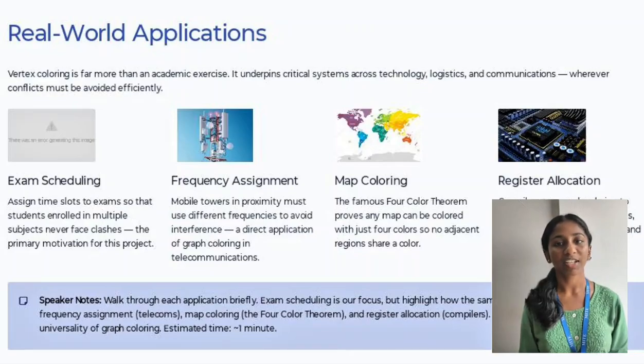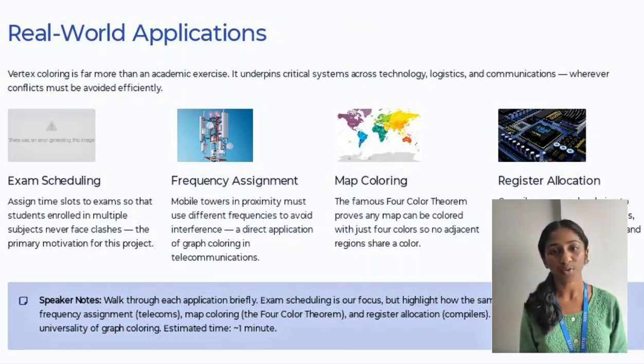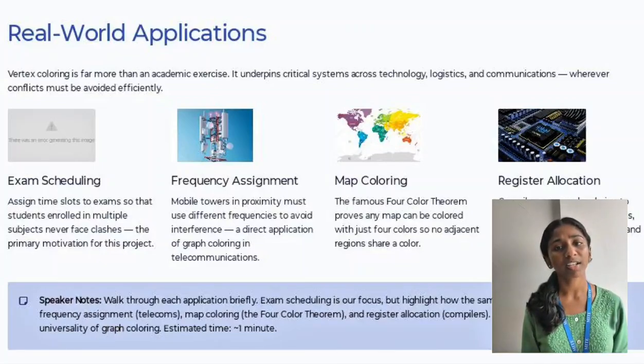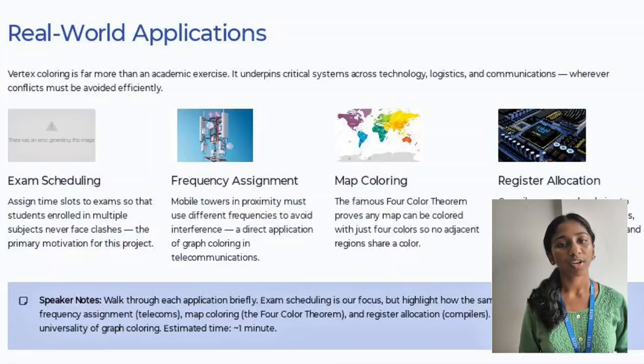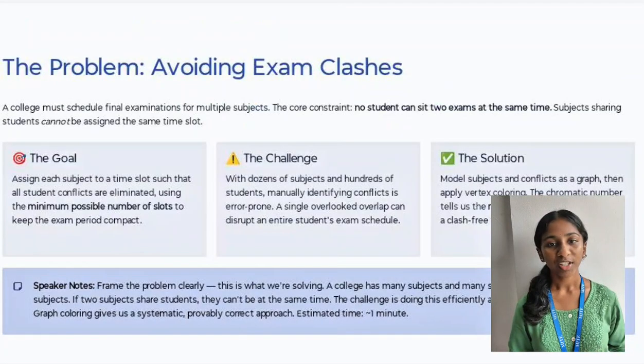Vertex coloring has many real-world applications. In exam scheduling, it prevents exam clashes for students. In frequency assignment, nearby mobile towers use different frequencies to avoid interference. In map coloring, adjacent regions are given different colors. In register allocation, compilers assign CPU registers efficiently. These applications show how graph coloring helps solve conflict-based problems.